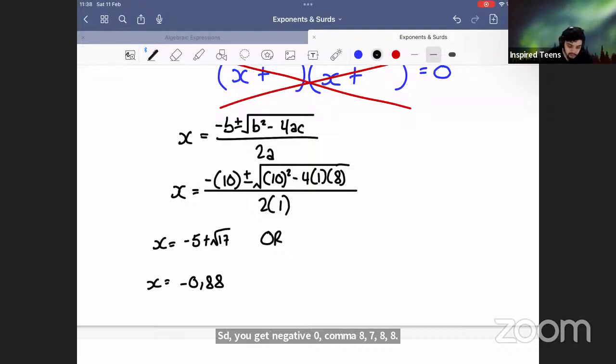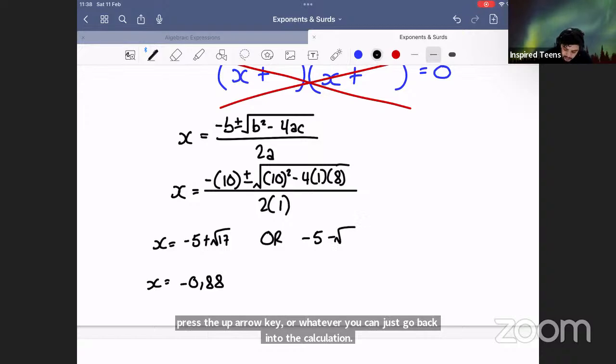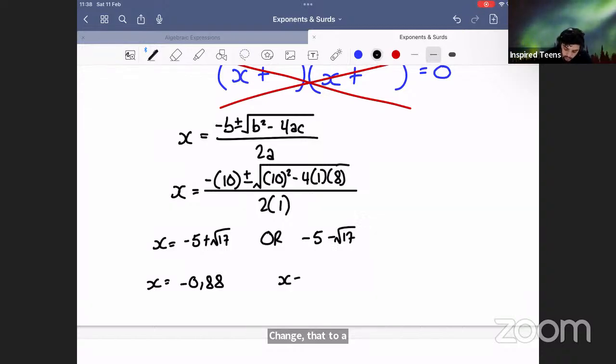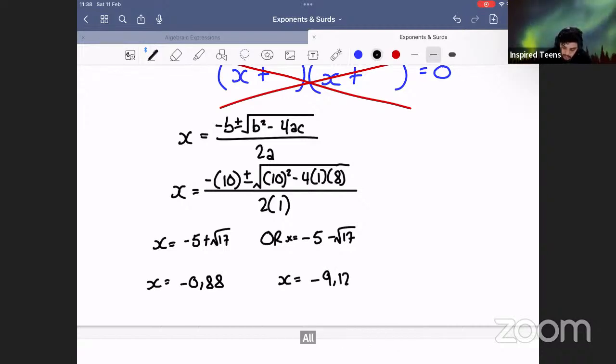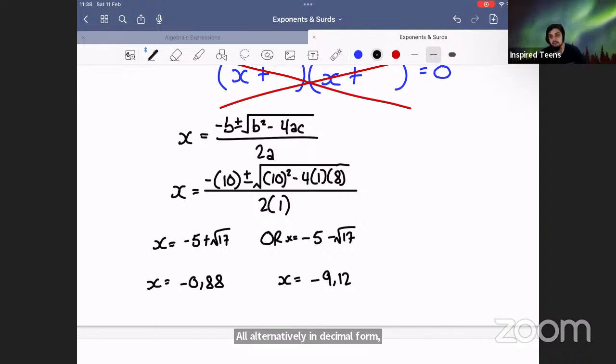Or alternatively, so you just go back into your calculation. Don't redo it. Just press the up arrow key or whatever arrow key. You can just go back into the calculation, change that to a minus. And you get the next answer, which is negative 5 minus square root 17, or alternatively in decimal form, negative 9.12.